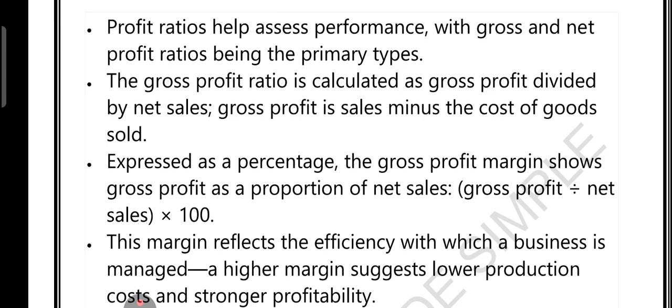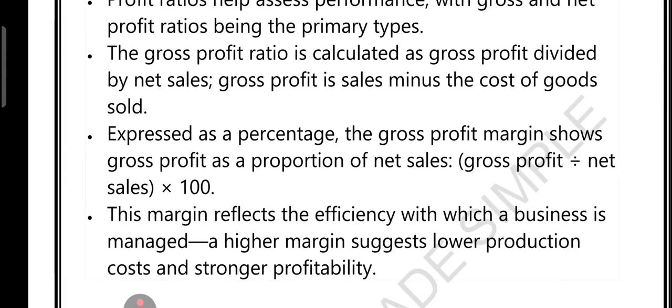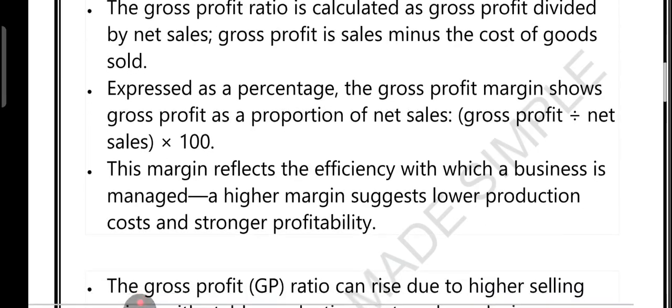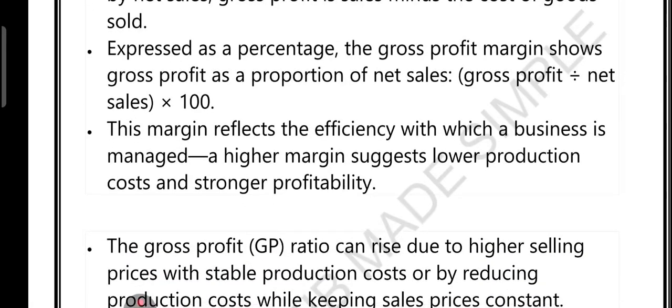Then we have the net profit ratio. Net profit upon net sales multiplied by 100. It tells us how much real profit the company is making from its sale. A higher net profit ratio means lower overall cost, means better financial strength. So remember, net sale is equal to cash sale plus credit sale minus sales return. Net profit is equal to revenue minus all direct and indirect expenses.